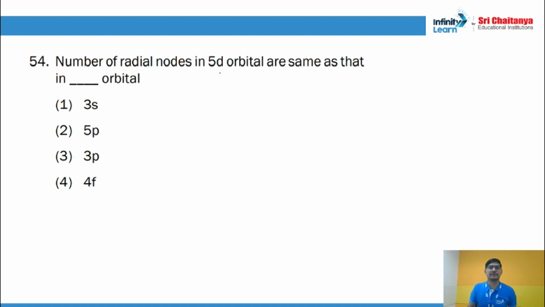Number of radial nodes in 5d orbital. Now, what is radial node equal to? Radial nodes are given by n minus l minus 1. So for 5d orbital, number of radial nodes is n is equal to 5 minus, for d orbital the value of l is 2, right? L is equal to 0 is s orbital, L is equal to 1 is p orbital, L is equal to 2 is d orbital. So L is equal to 2 is for d orbitals. 5 minus 2 minus 1, so it is 2, right? So how many radial nodes are there in 5d orbital? 2.